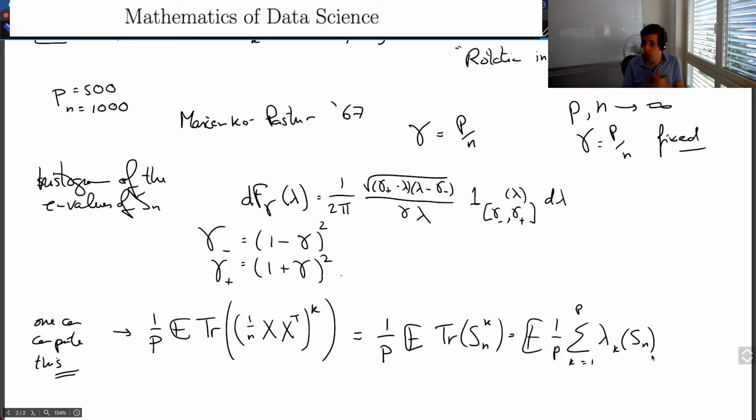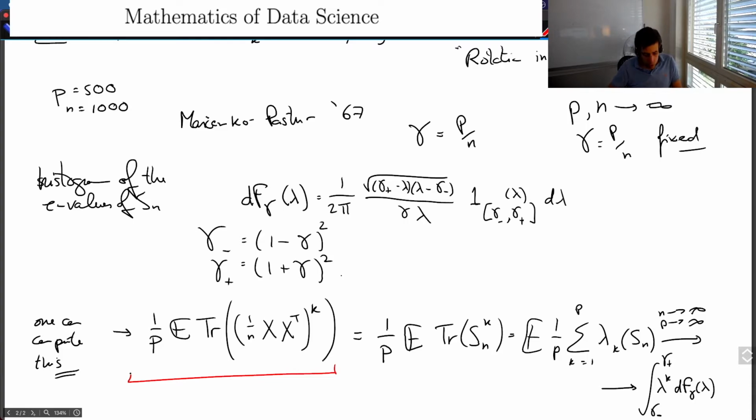And if the eigenvalues of Sn converge to the eigenvalues of the distribution f, then you would expect, as n goes to infinity and p goes to infinity, that this will converge to the integral, the kth moment of that distribution, lambda k d f gamma lambda. This is one way to prove it. You use some moments of polynomials of Gaussians and some combinatorics. With the combinatorics, you compute this for each k. Because of this argument, you expect that this corresponds to the kth moment of this Marchenko-Pastur distribution.